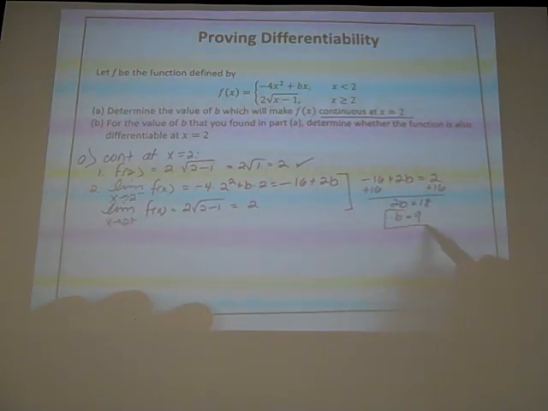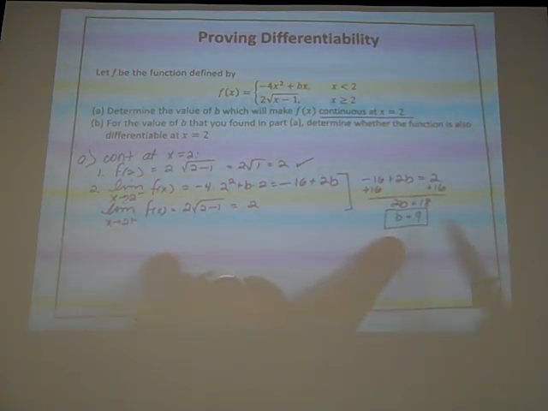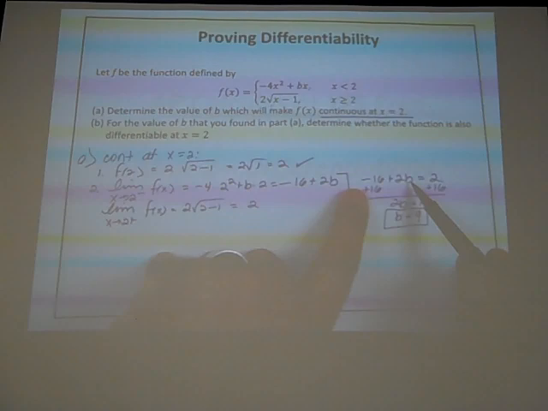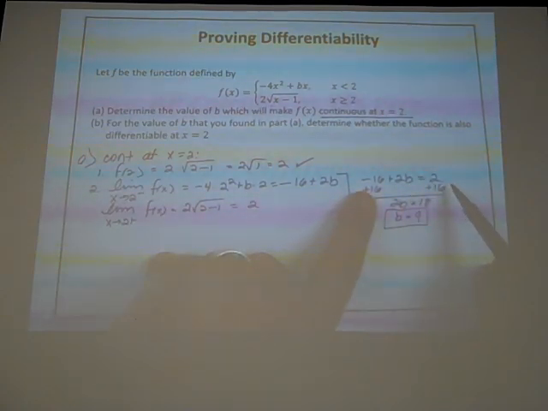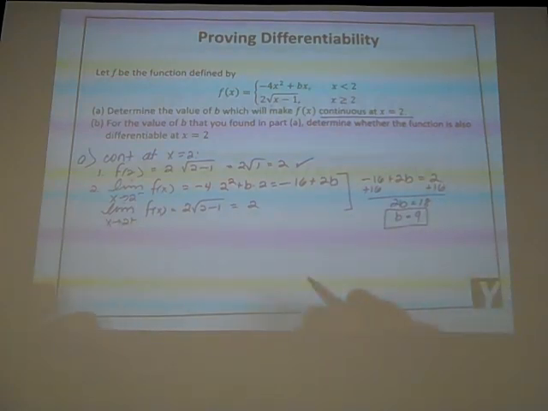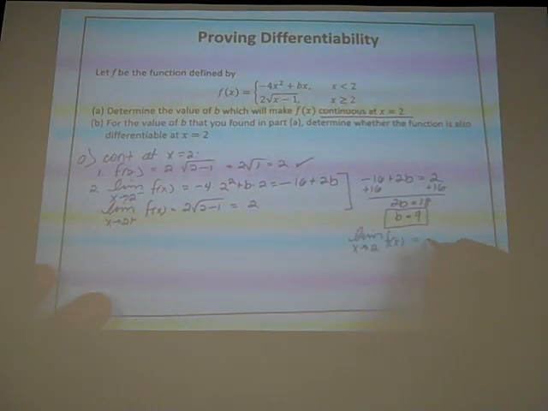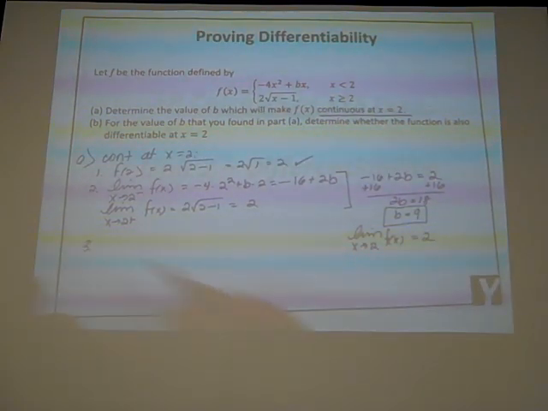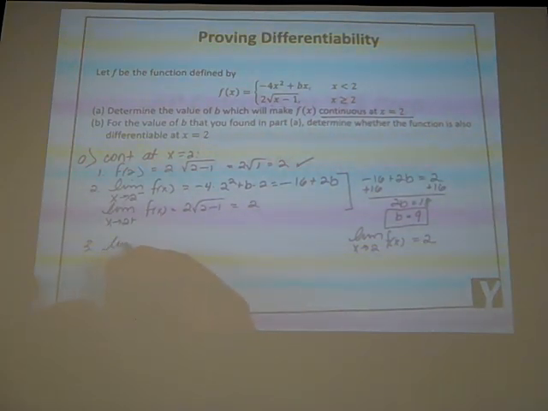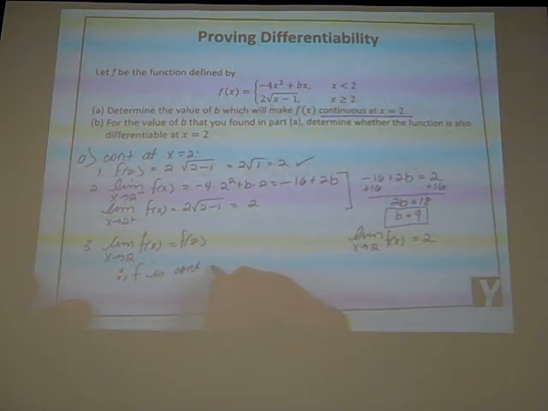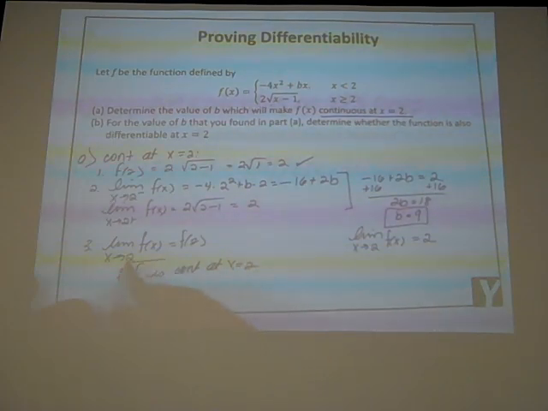What's so special about b equal to 9? If b is equal to 9, then the expression on the left, which is your limit as x approaches 2 from the left, is equal to the expression on the right, the limit as x approaches 2 on the right, and that would tell me that the limit as x approaches 2 of f of x is equal to 2. In order to wrap up continuity, we need to state that the limit as x approaches 2 of f of x is equal to f of 2. Those are indeed equal to each other. Therefore, f is continuous at x equals 2.